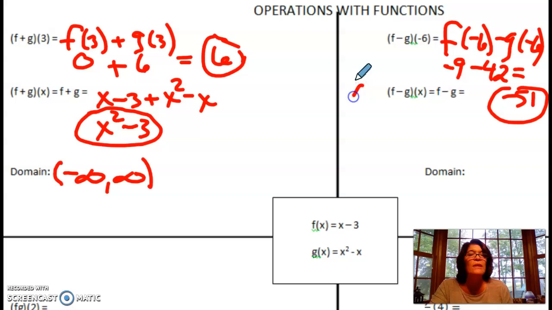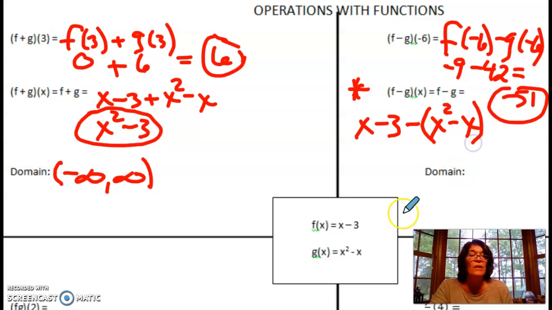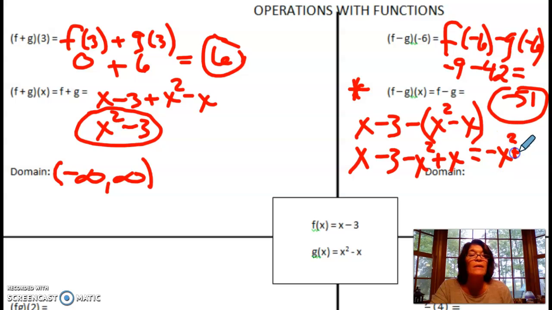Now we have to be careful here when I take f minus g of x. I want to take my f function, and many times people just write, oh, I'm going to subtract the g function. And that would not be correct. You want to subtract the g function, so you have to put the g function in parentheses so that you subtract the entire function. The answer is x minus 3 minus x squared plus x. It looks like we get negative x squared plus 2x, right, minus 3.